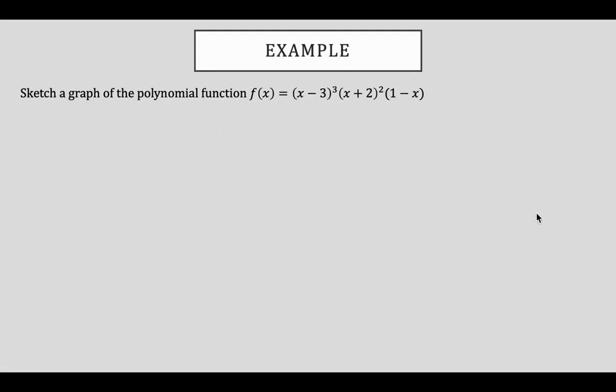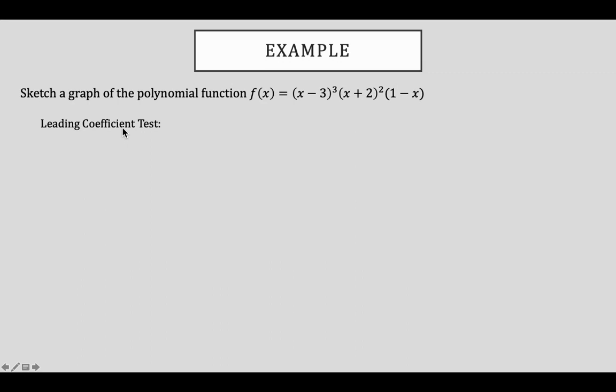All right, one more final example here. Sketch a graph of the polynomial function f of x is equal to x minus 3 cubed times x plus 2 squared times 1 minus x. Now, you might notice that this polynomial is actually written in factored form. It hasn't been expanded. Factored form is nice in that it makes it really easy to find the zeros, right? All we have to do is set each one of the factors equal to 0, but it does make it a little bit more challenging in terms of applying the leading coefficient test.